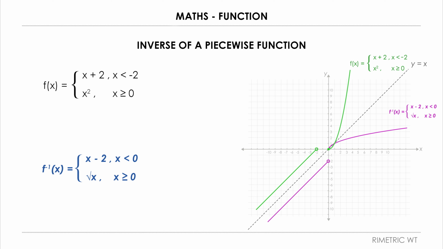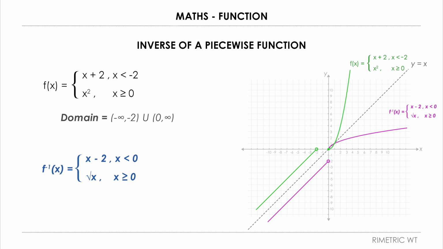Since we defined the original function piece by piece, we can extract its domain directly from the intervals of the two pieces. The first piece has the domain -∞ to -2, and the second piece has the domain 0 to infinity. Therefore, the domain of the original function is -∞ to -2 union 0 to infinity.